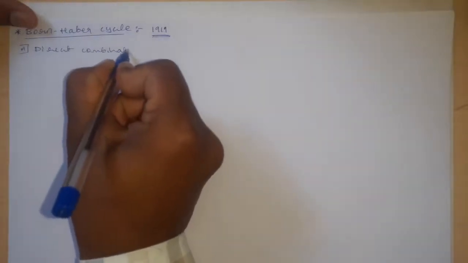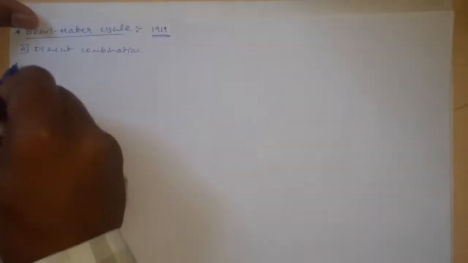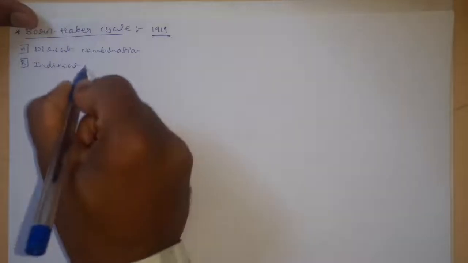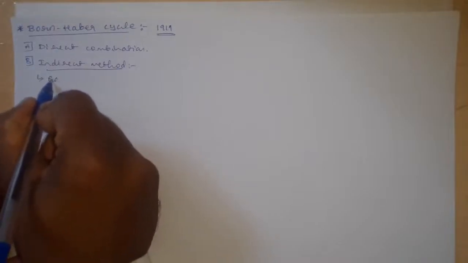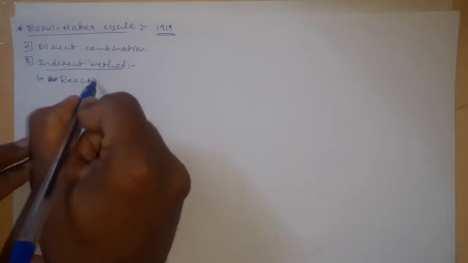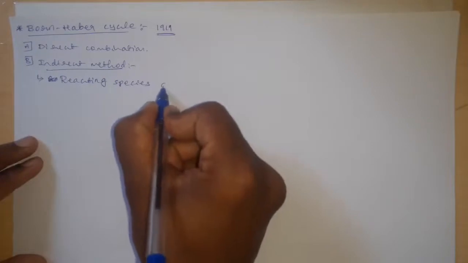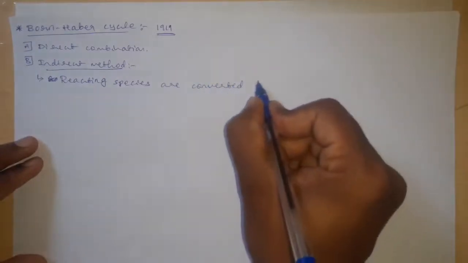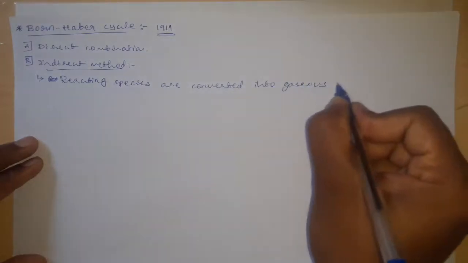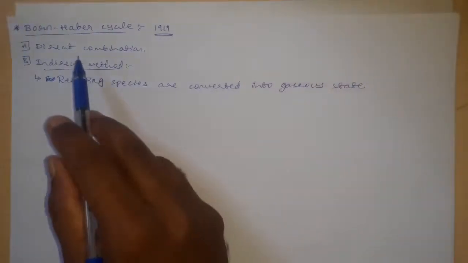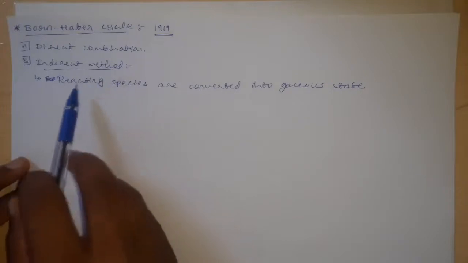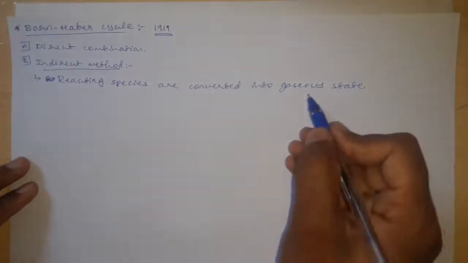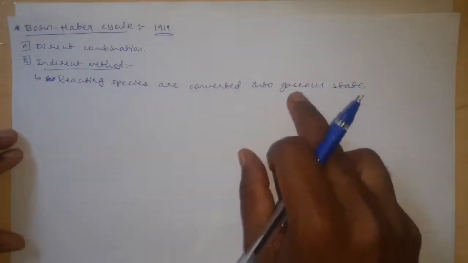According to it, an ionic crystal may be formed either by the direct combination of the combining elements or by the indirect method. And this indirect method involves three steps. The first step is that the reacting species are converted into the gaseous state. In the direct method we react the involved elements directly, but in the indirect method, first we have to convert the reacting species from their solid or liquid state into the gaseous state.